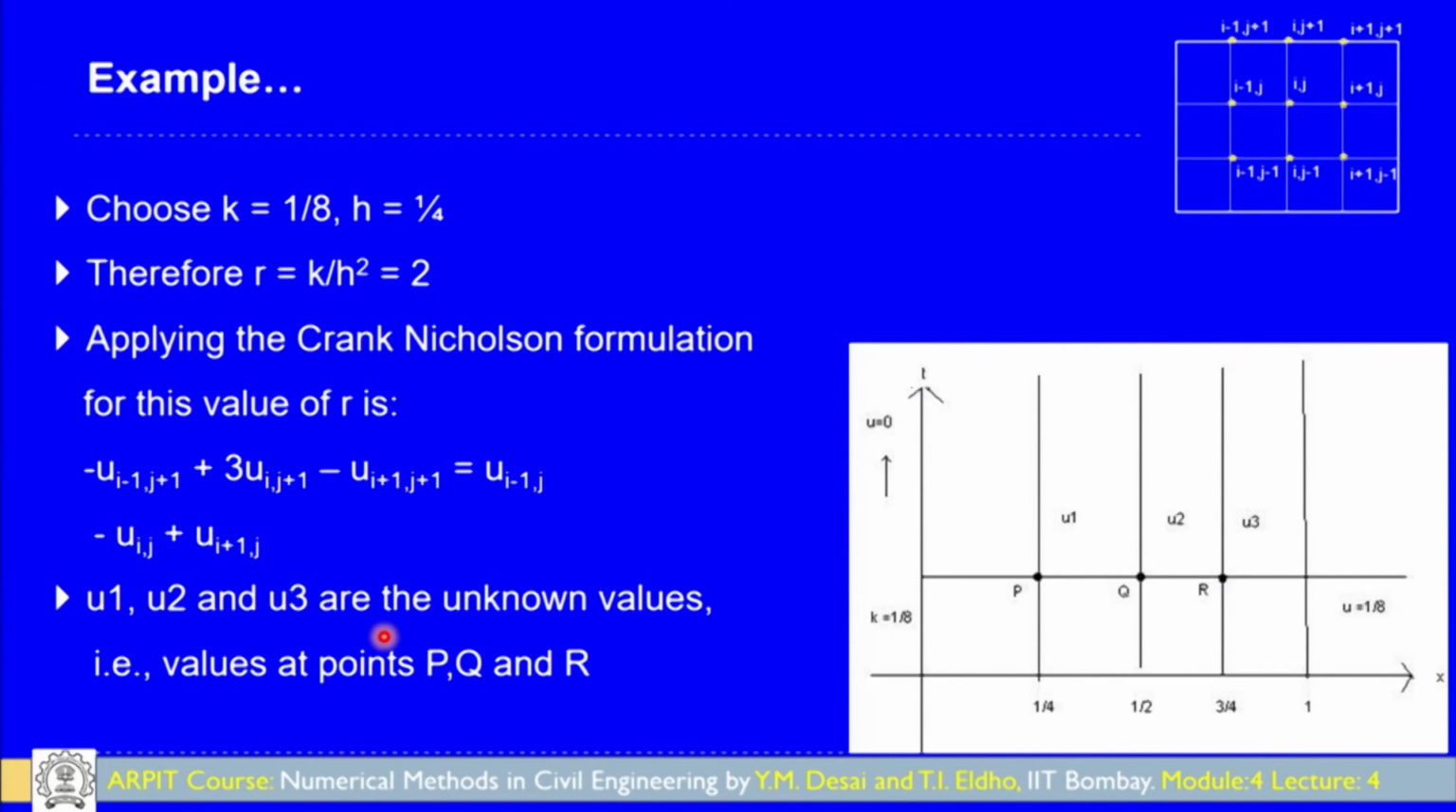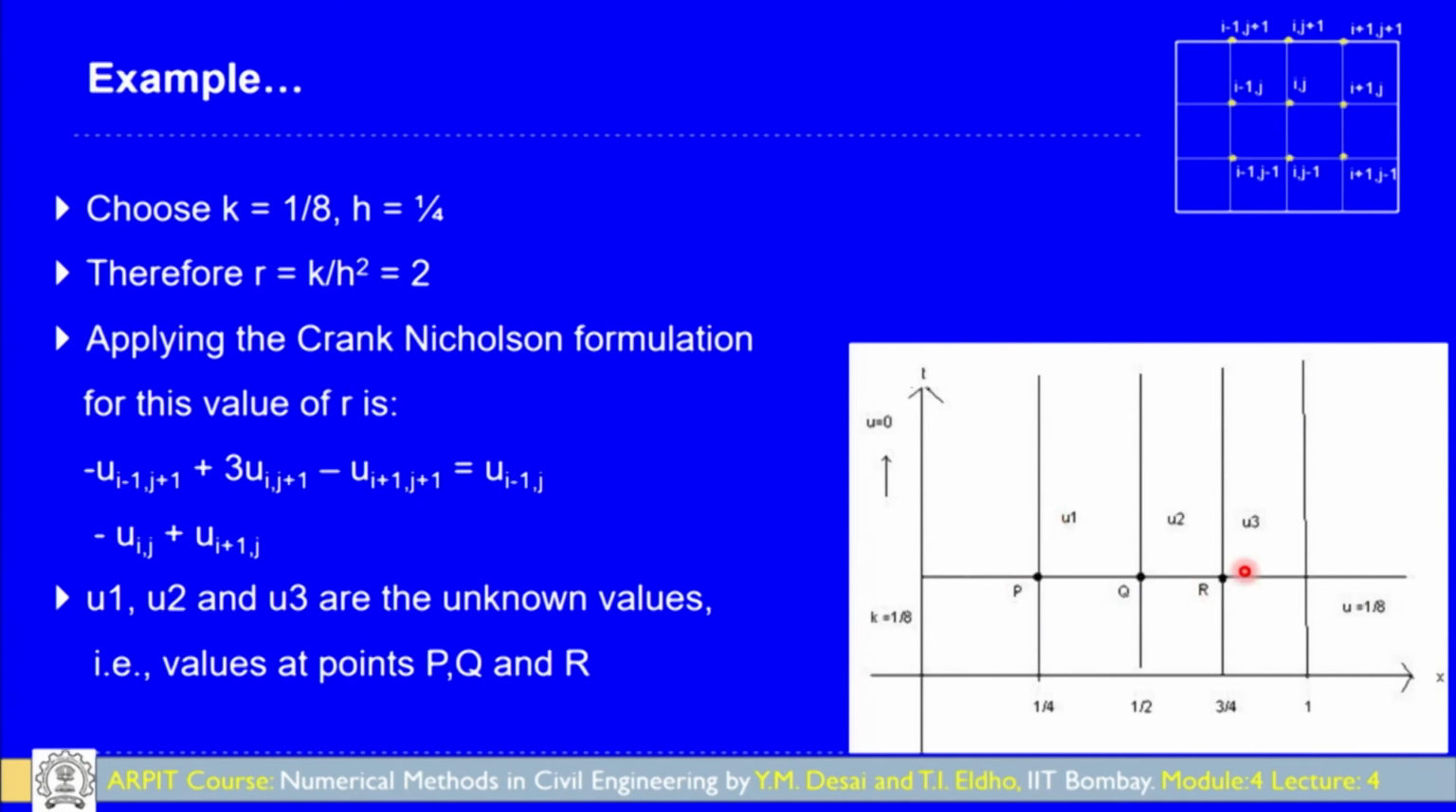Now, the same problem we will solve using k equal to 1 by 8, or delta t equal to 1 by 8, and delta x equal to 1 by 4, h equal to 1 by 4. Actually, only 1 by 8 time step, but we are having delta x now as 1 by 4. So, we have got more unknowns. So, here these boundary values are known, this is 0, this is 0, and here u is equal to 1 by 8, this value is known. So, here apply the Crank-Nicolson formula.